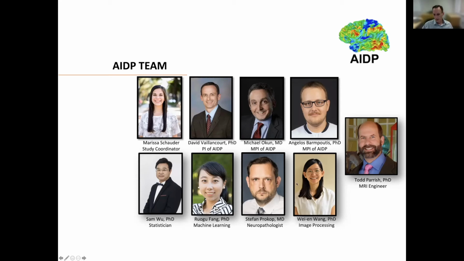And then Wei Wang is our image processing person, and so she's basically in charge of performing much of the image processing for the cohorts. And finally, Todd Parrish is at Northwestern University, but he's meant to set up the imaging sequences across the sites. And so he's responsible for making sure that the sites are collecting the right data and that they have the right sequence set up.